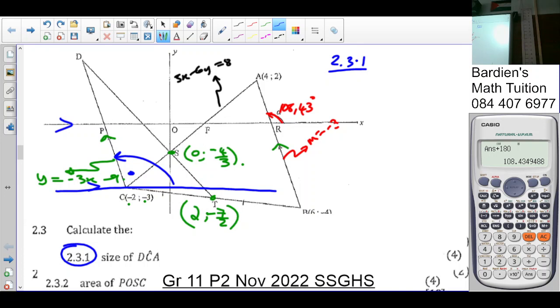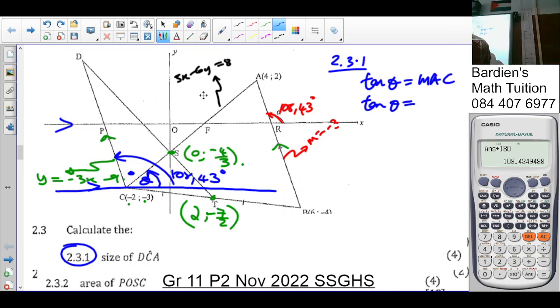So this line that I've drawn in here is parallel to your x-axis. So that angle there is 108.43. So what I now do is I work out this angle here. Let's call this theta for now. Okay? So now I say tan of theta is equal to the gradient of AC. Did I work out the gradient of AC already? No. However, I can get the gradient of AC from that information.